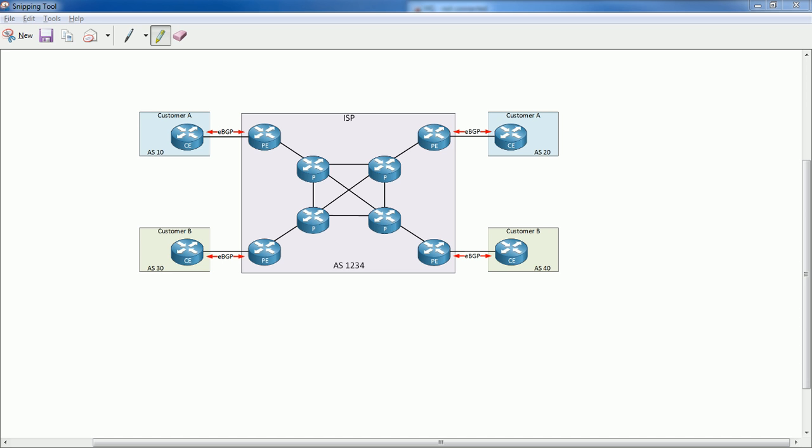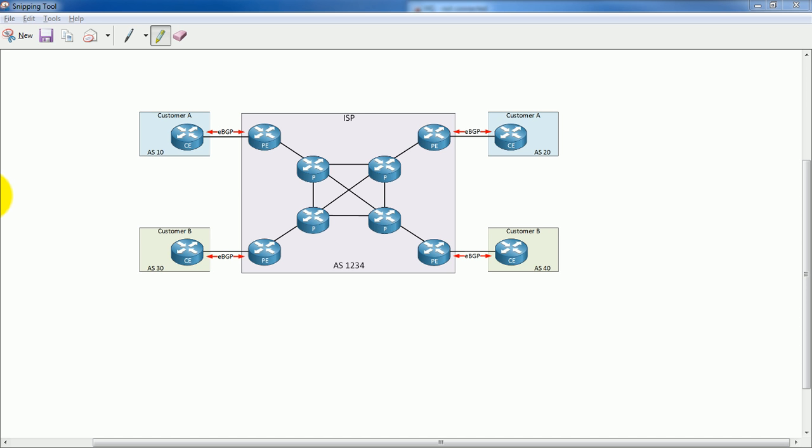When you want to learn MPLS, you need to be very familiar with the following topics before you continue. The first one, you have to be familiar with IGP, something like OSPF, EIGRP, and tunneling like GRE, and CCA, and BGP. Having said that, let's get started.